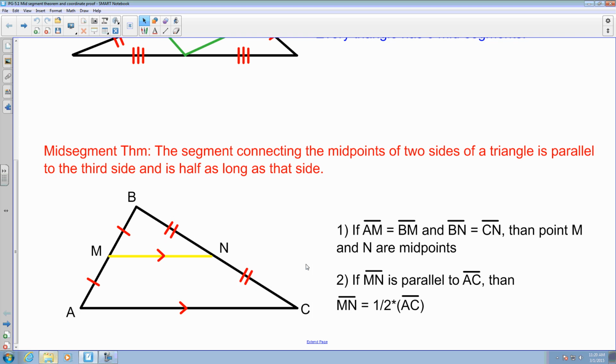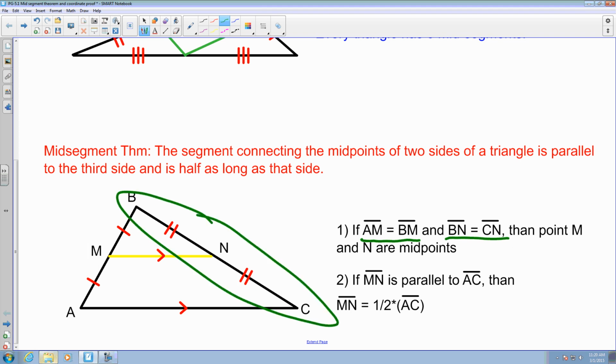So if you take a look at this and say if AM equals BM, which basically is saying that point M is the midpoint in this portion of the triangle. So I'm going to erase that. And then we can say that CN is equal to BN, which is saying point N is the midpoint of that particular side. Okay. And erase that.